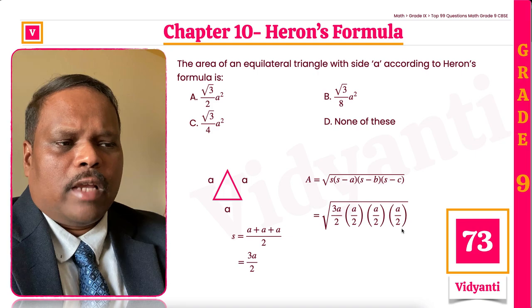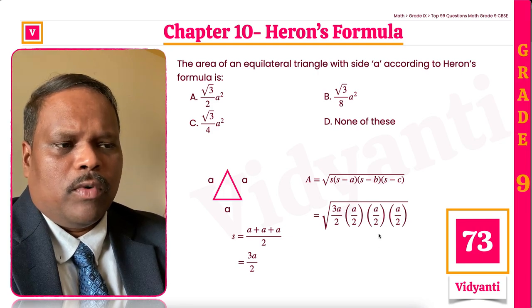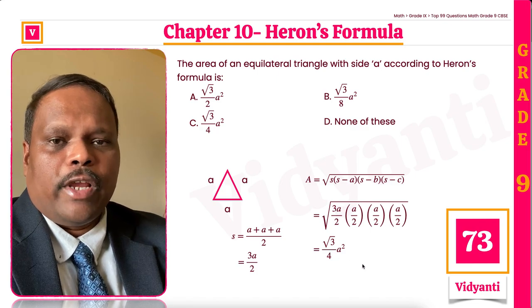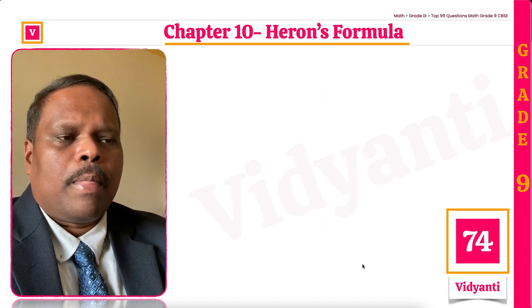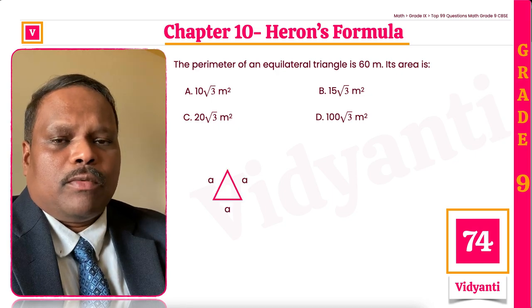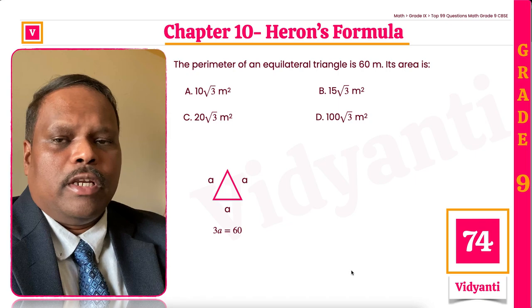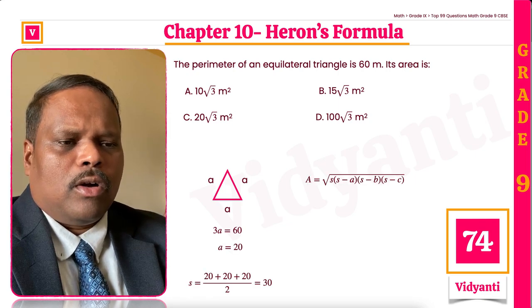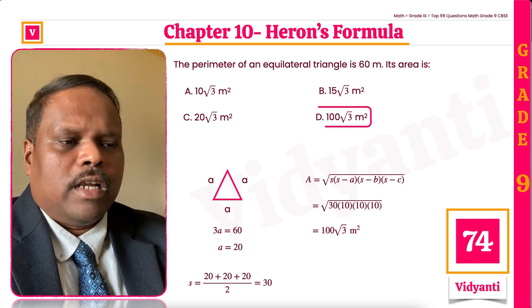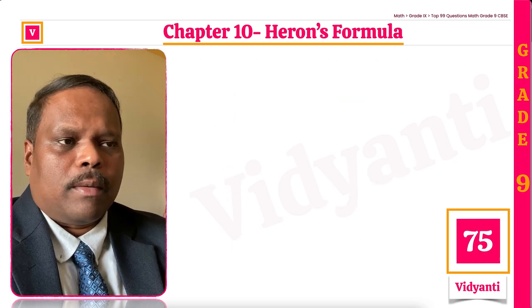Now A by 2 times A by 2, under square root, only once A by 2, and here also A times A will be taken once, 2 times 2 will be taken 2. So A square by 4, and then this 3 remains, that is root 3 by 4 A square. That will be your correct answer. The perimeter of an equilateral triangle, its area is, well, we can use the formula which we have just derived, root 3A square by 4, or we can actually calculate the semi-perimeter and substitute in Heron's formula. That will give you 100 root 3 meter square.